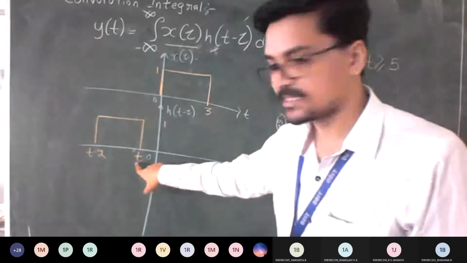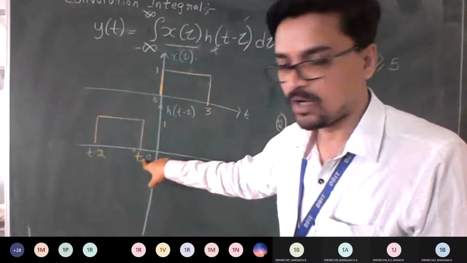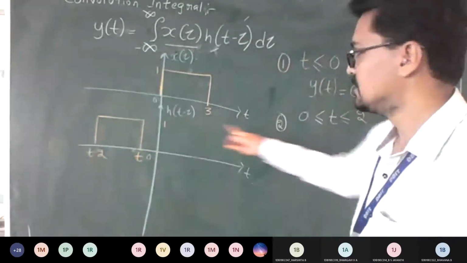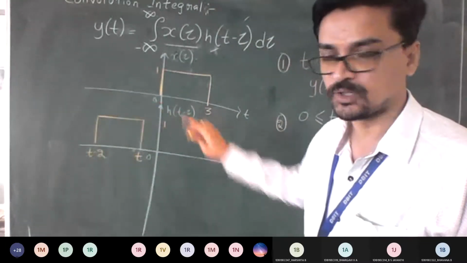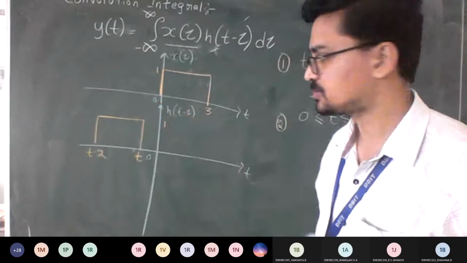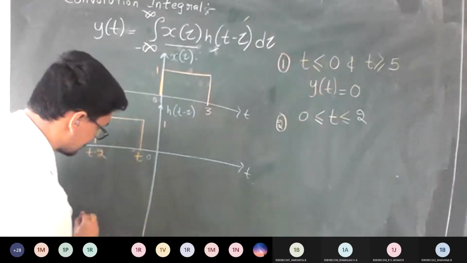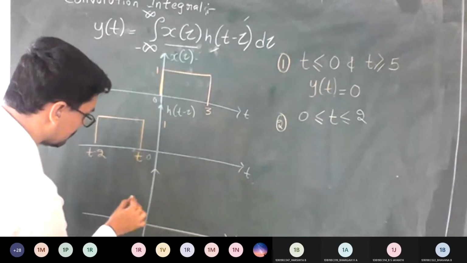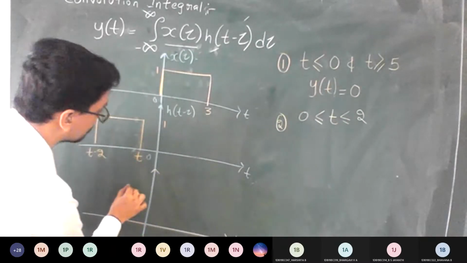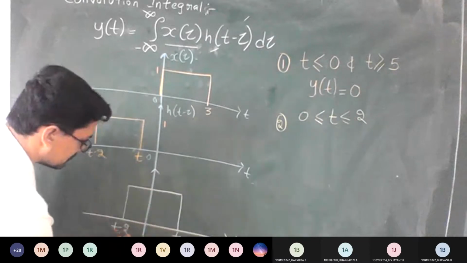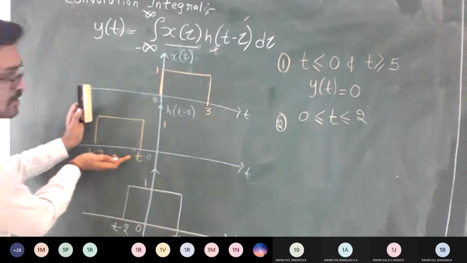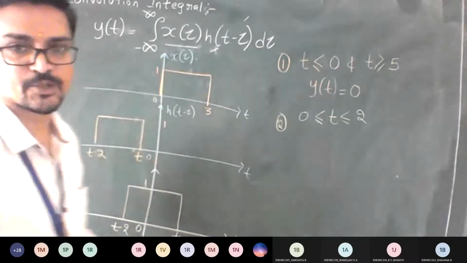It means this h of t minus tau, I am pushing towards the interval between 0 to 2. Because of that, how does the new signal look? Just check out case number 2, what I am writing. I am making the position of t here, so t minus 2 is here and 0 is here. So this is my 1. See what I have done? I have pushed this between the zone 0 to 2.